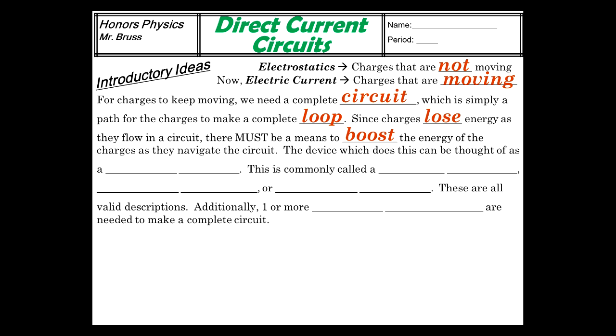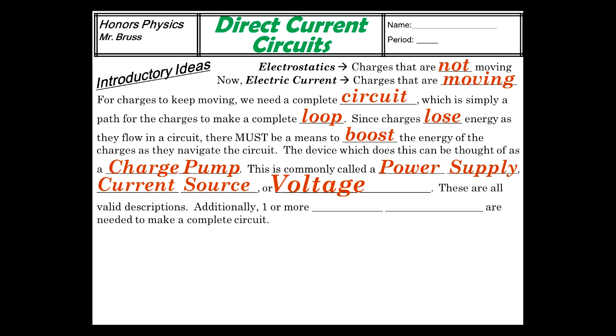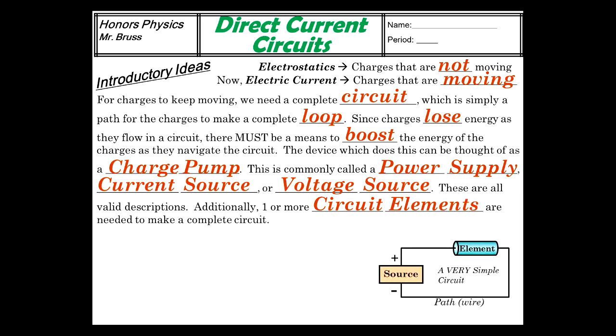And the object or device that does that boosting has several names. I'll start by calling it a charge pump, basically pumping up the energy of the charges. More commonly, it's called a power supply. Another synonymous term is current source or voltage source. Those are all synonyms. And you need one or more circuit elements to make a complete circuit. So I'll show you one here. There it is. This is about as simple of a circuit as you can possibly imagine.